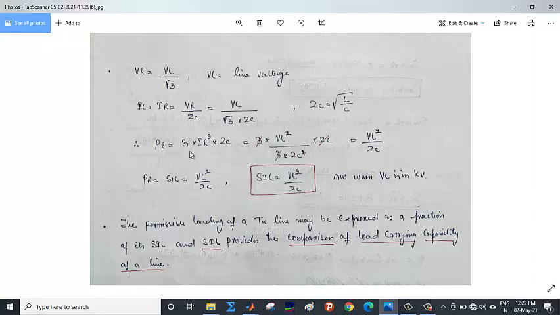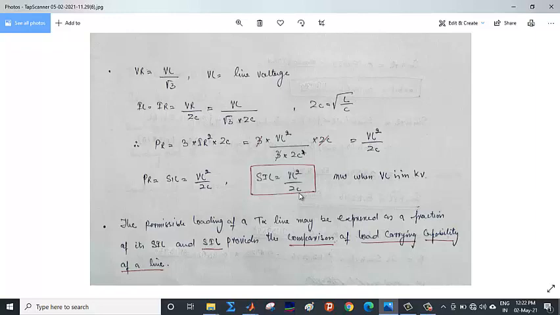So PR is equal to 3 times IR square into ZC. IR is equal to VL by root 3 ZC, so IR square will be equal to VL square by 3 into ZC square. So 3 into VL square over 3 into ZC square, into ZC. This ZC and this ZC will cancel out, this 3 and this 3 will cancel out. It will be equal to VL square by ZC. So finally, the surge impedance loading will be given as VL square by ZC.